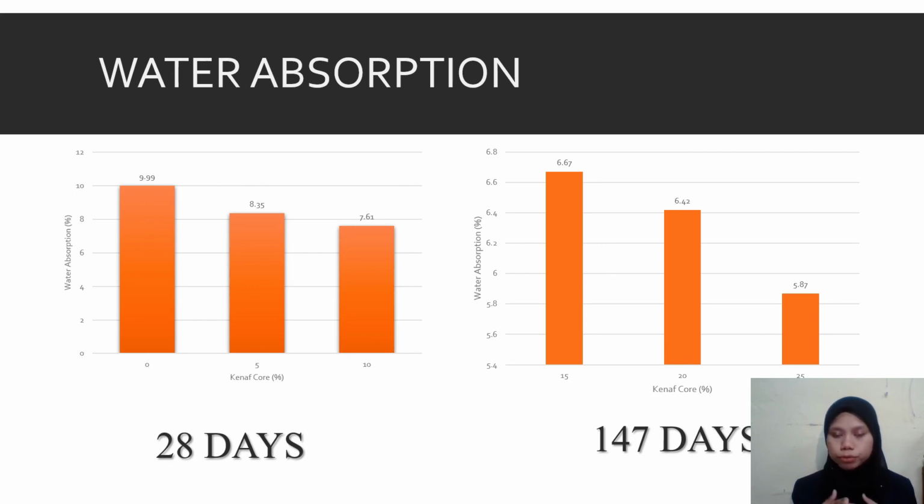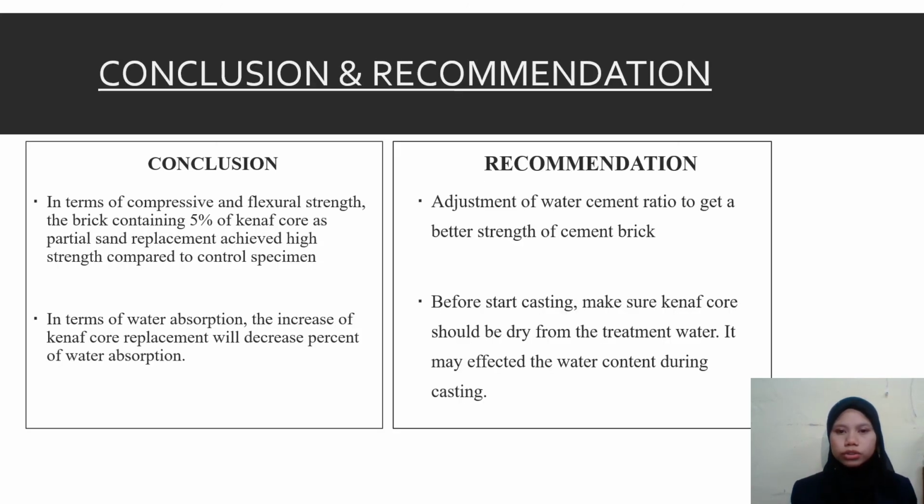The conclusion for this research is, in terms of compressive and flexural strength, the brick containing 5% of the Kenaf core as a partial sand replacement achieves higher strength compared to the control specimen. And in terms of water absorption, the increase of the Kenaf core replacement will decrease the percentage of water absorption. And there are several recommendations to increase the strength of the cement brick.